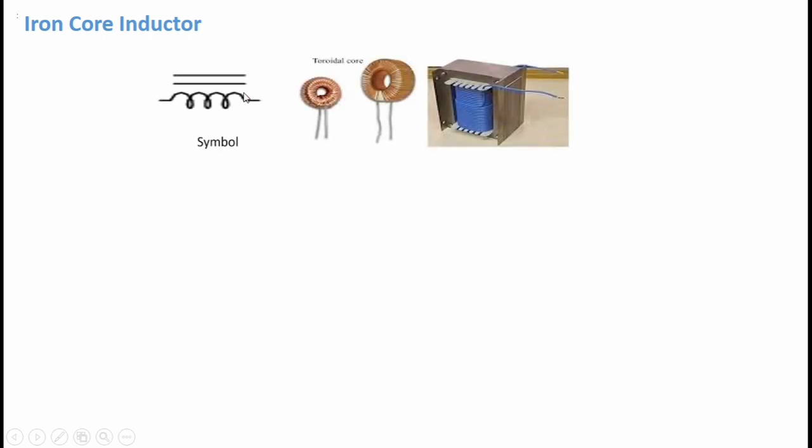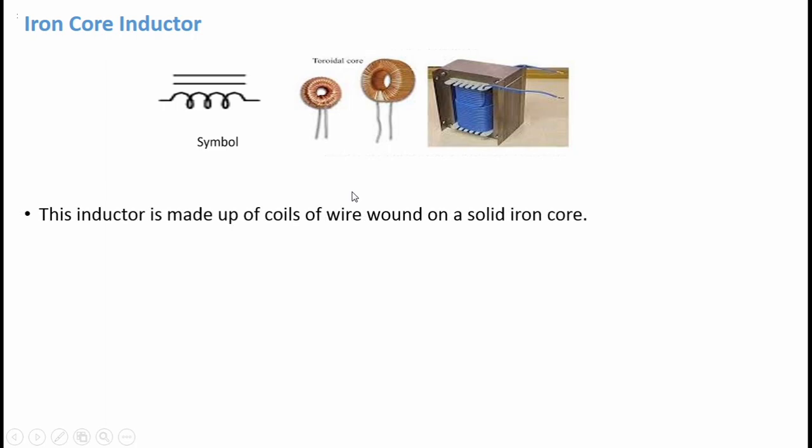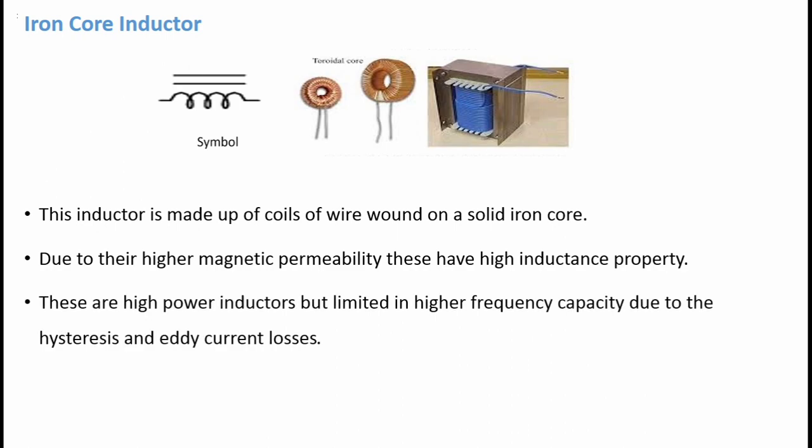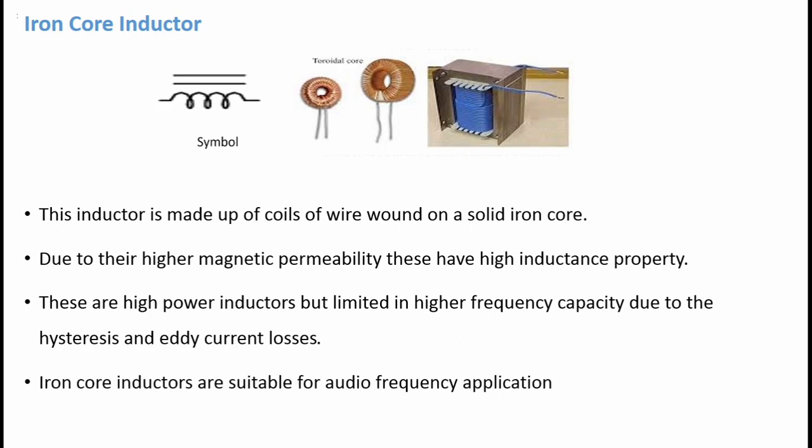After that we see the iron core inductor. This is the symbol of the iron core inductor and it looks like that. This inductor is made up of coils of wire wound on a solid iron core, and due to their higher magnetic permeability, these have low reluctance. These are high power inductors but limited in higher frequency capacity due to hysteresis and eddy current losses. Iron core inductors are suitable for audio frequency applications.